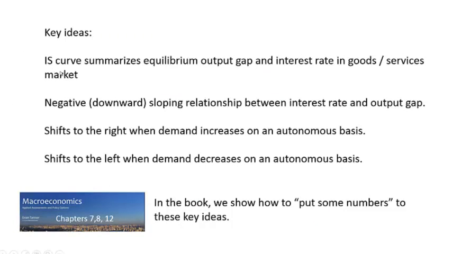So, let's review some of the key ideas in this video. The IS curve summarizes the equilibrium output gap and interest rate in the goods and services market. It slopes negatively downward in interest rate and output gap space. It shifts to the right when demand increases on an autonomous basis, and it shifts to the left when demand decreases on an autonomous basis.